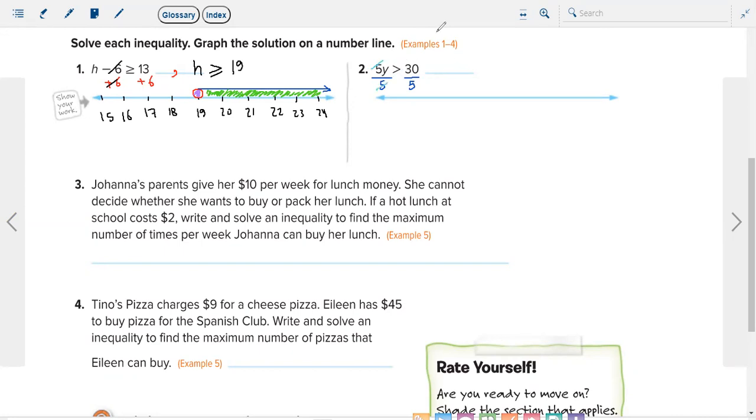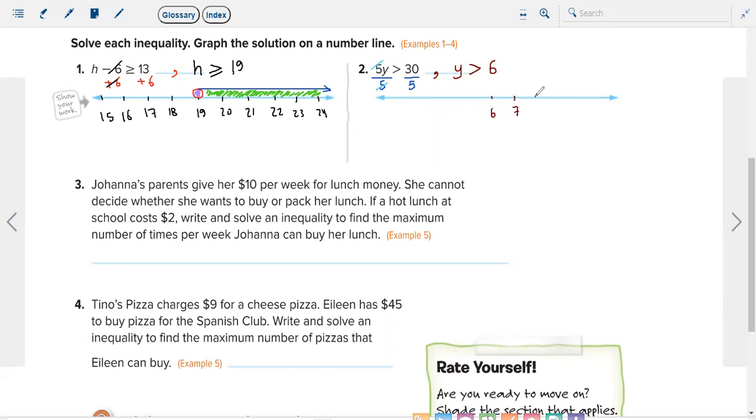Now I'll take a comma to continue on the same line. Now y remains alone. Inequality sign the same, bigger than. 30 divided by 5, this will give you 6. So y is bigger than 6. Let's say that this is 6.